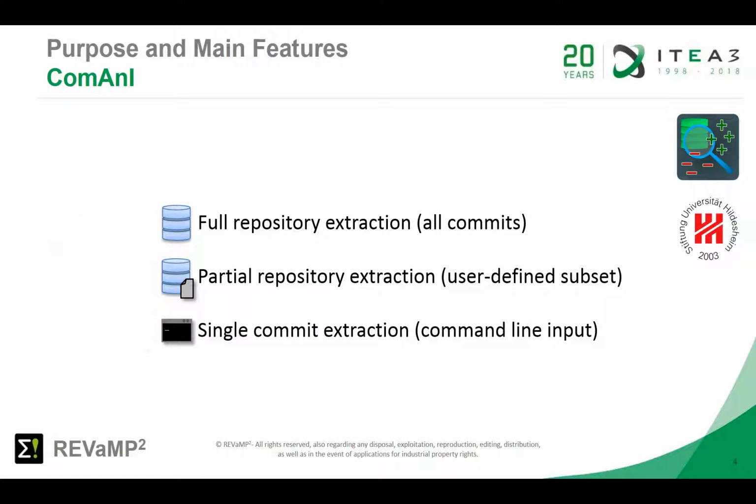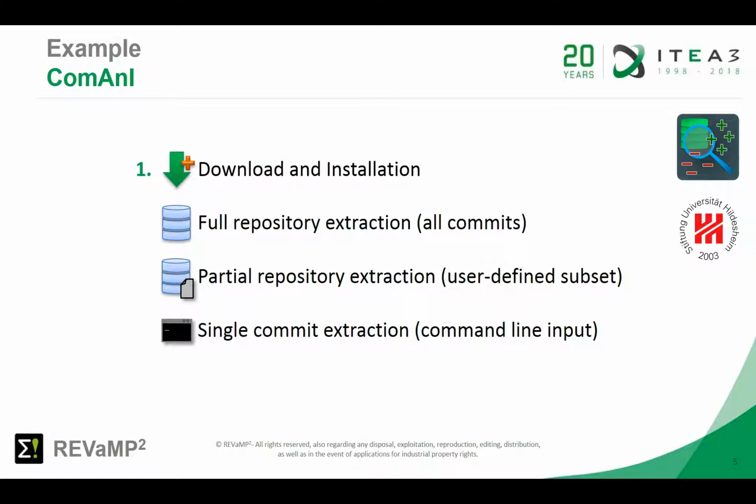In the remainder of this video, we will show you an example for each of these three extraction variants. We will start with downloading and installing the commit analysis infrastructure. Then we demonstrate how to define a particular instance for the full extraction of all commits from an SVN repository. Next, we perform a partial extraction by defining a subset of commits from a Git repository. Finally, we show how to call the infrastructure with a particular Git commit as a command line input.